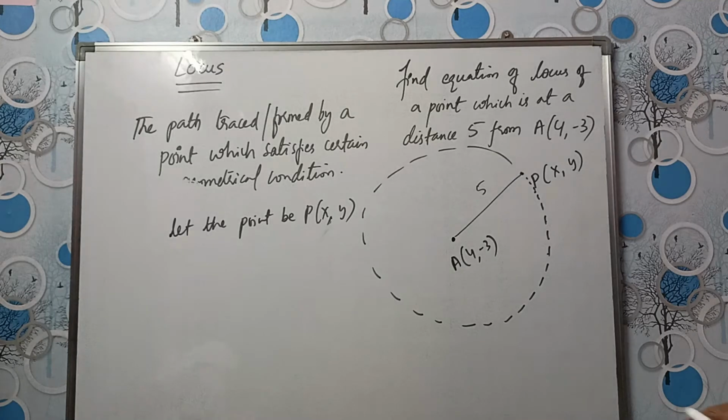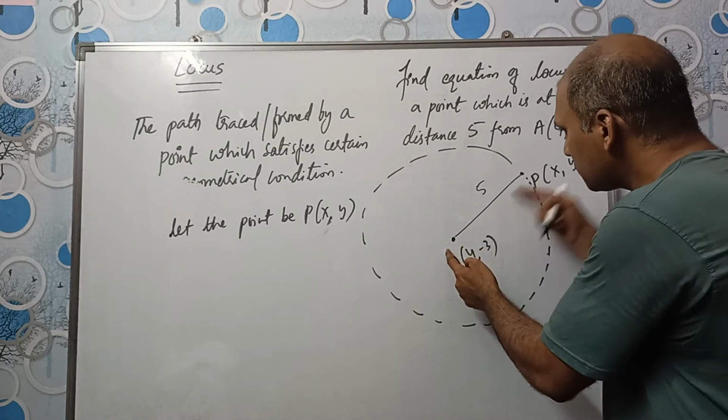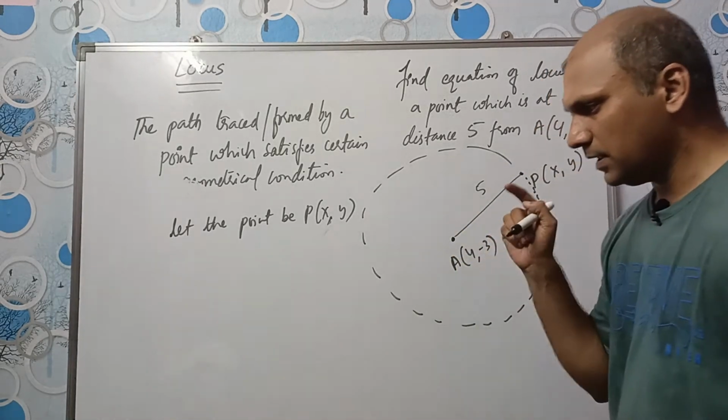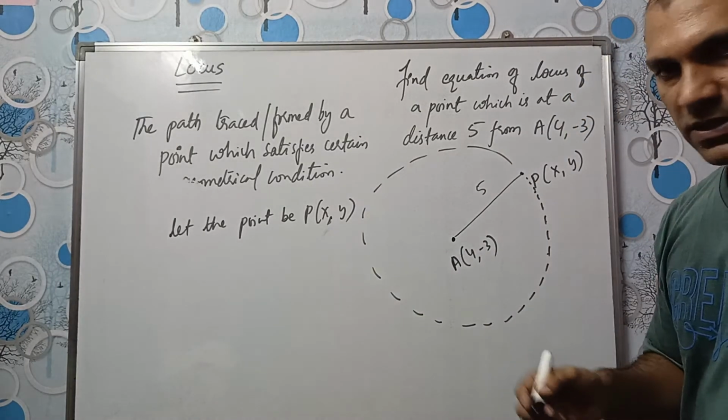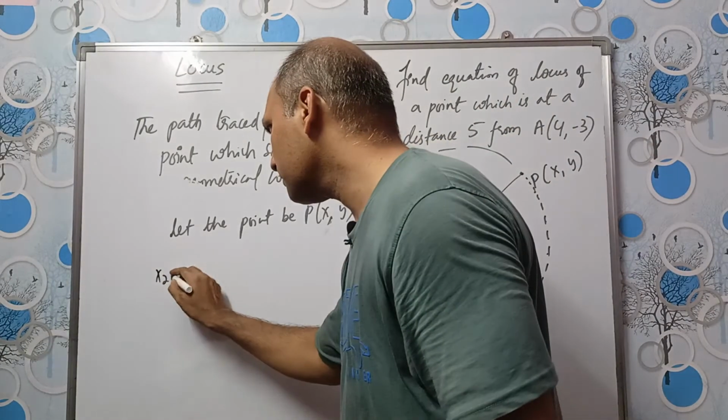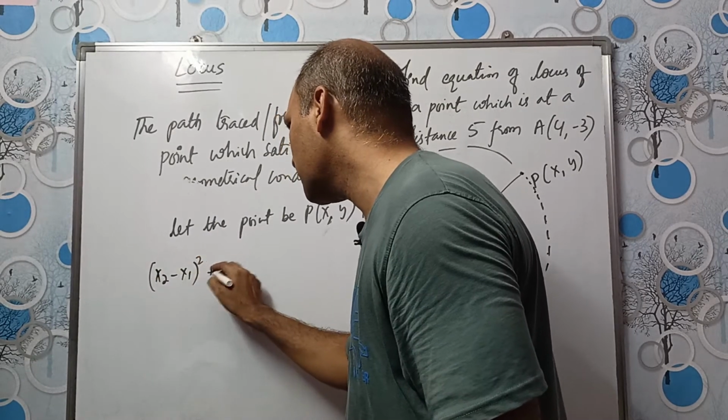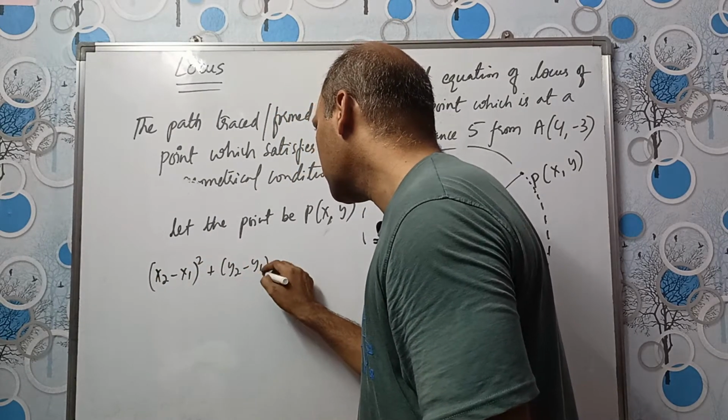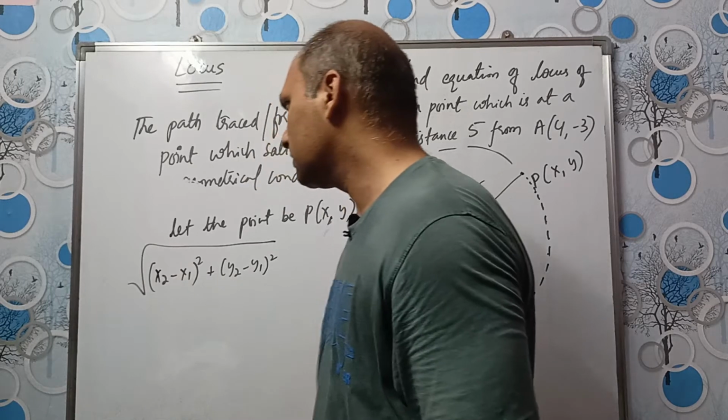Now see, distance between these 2 points is 5 units. In 10th standard we have studied a formula, distance between 2 points formula. It was square root of x2 minus x1 whole square plus y2 minus y1 whole square.